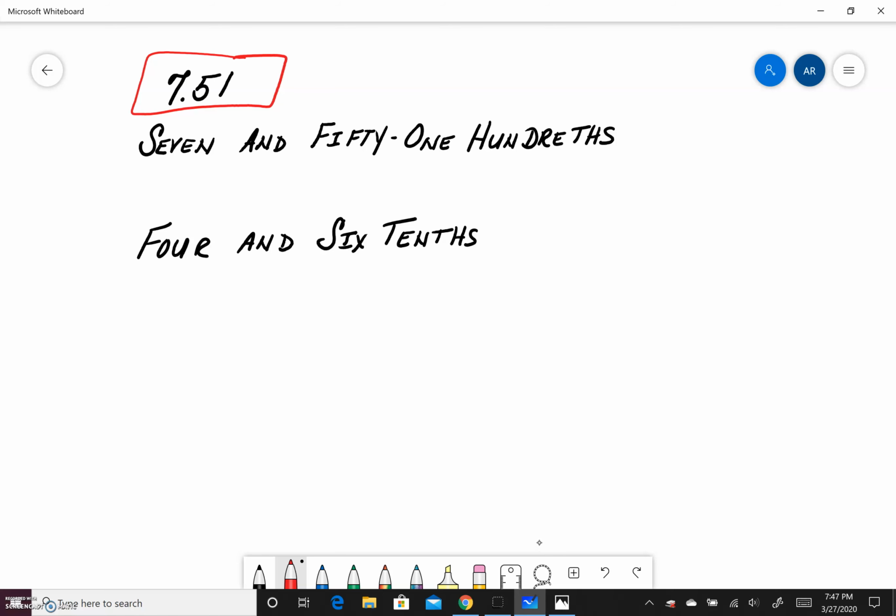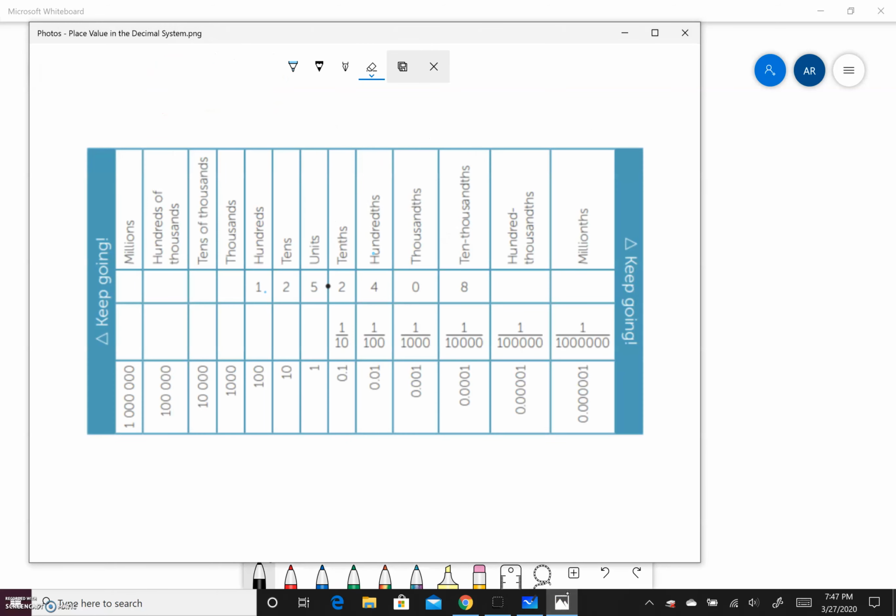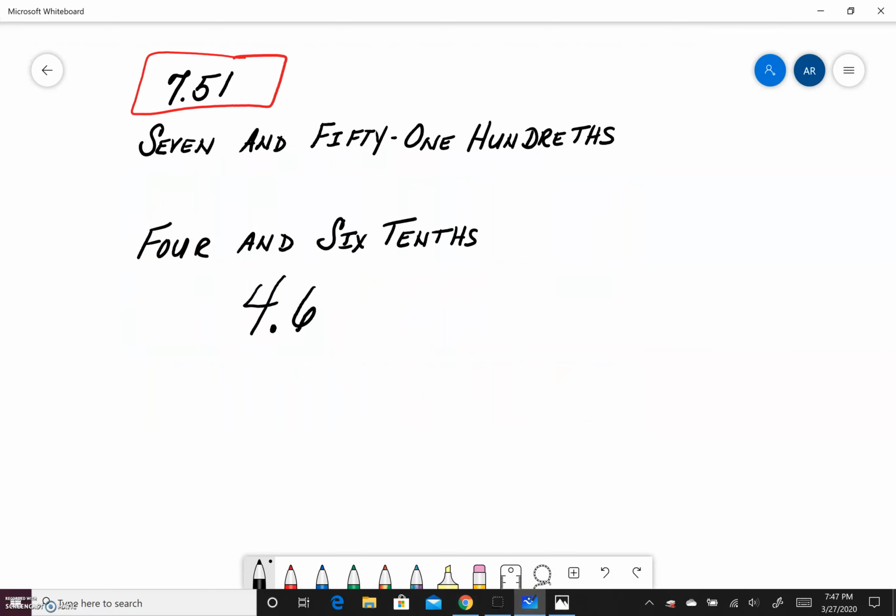Now, it's also going to give you where it's written out, and you're going to have to write the numbers. So the first word is 4, so I know I need to write a 4. And the next word is an and, so I need a decimal point. Then I know the next number is a 6, but it's in a tenths place. So I go back to my chart, and the tenths place, that's 1 digit over. So I'm only going to need 1 digit beyond that decimal point. So I'll just write 6. So that's the representation of 4 and 6 tenths.